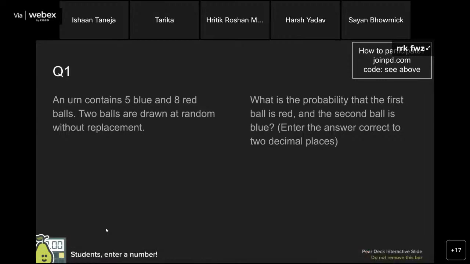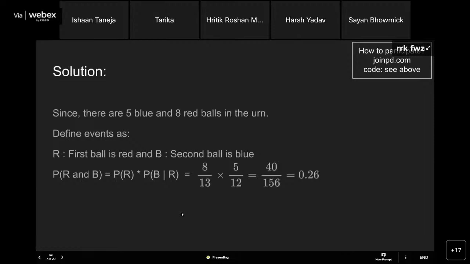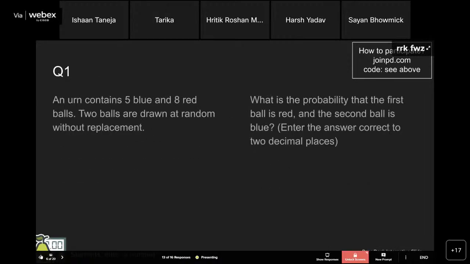So if I asked what the chance of drawing a red ball in the second draw is, it would reduce, right? Because we know that one red ball has already been drawn in the first draw. So that's where conditional probability comes in. But we're not going to conditional probability now.